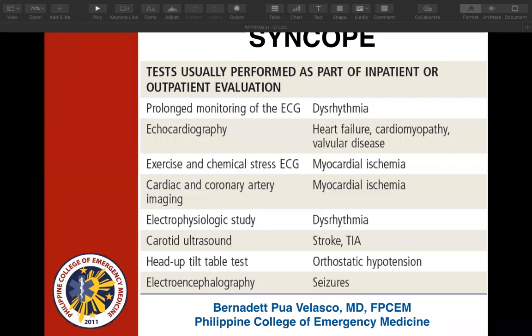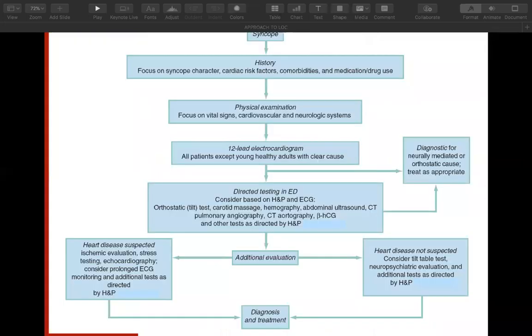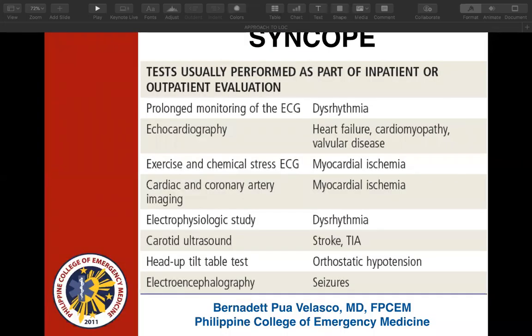For stroke patient, you can do carotid ultrasound. We don't usually do the head-up tilt table test. I haven't experienced doing this for those having orthostatic hypotension. And then for those having seizures, you can request for an EEG.